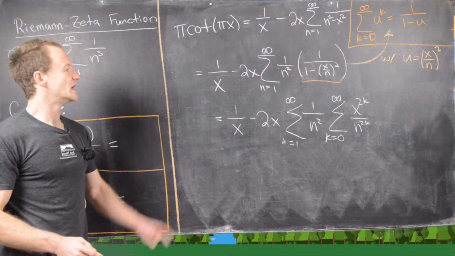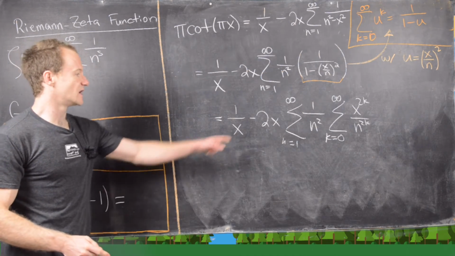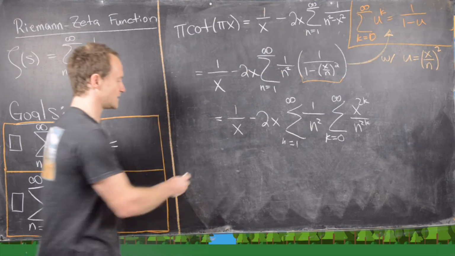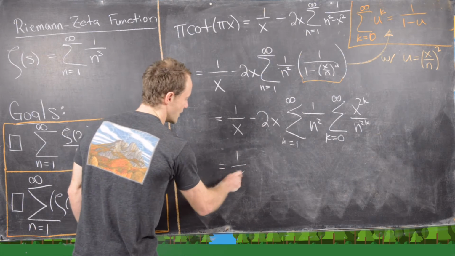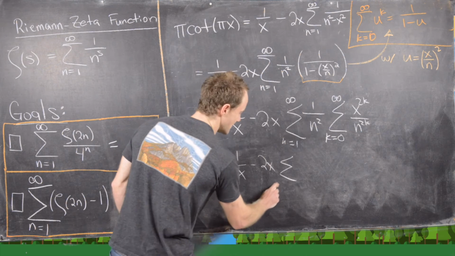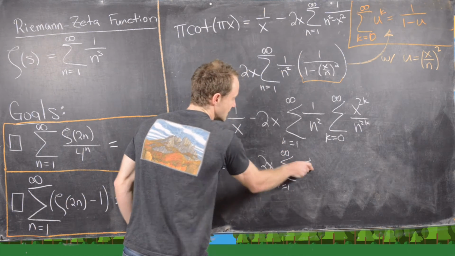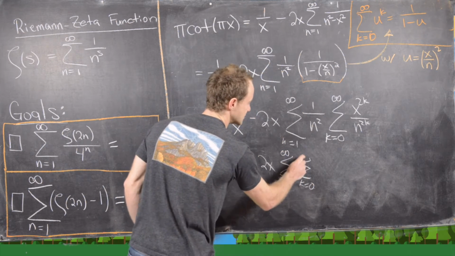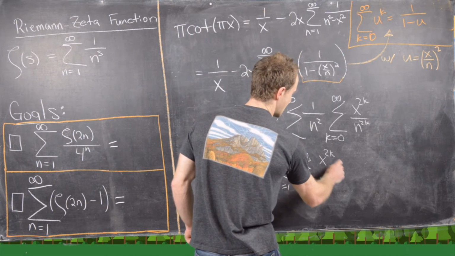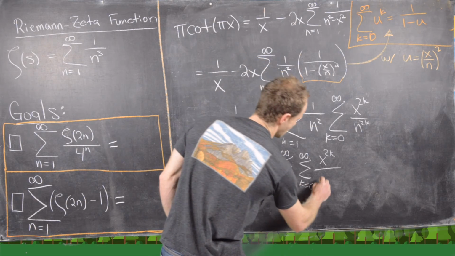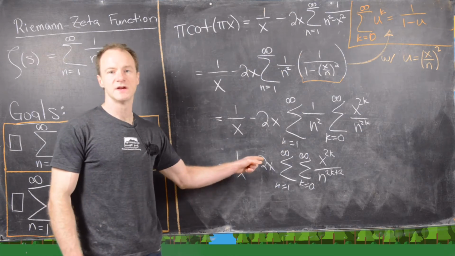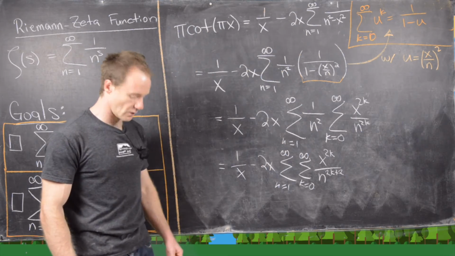Okay, good. Now what we can do is maybe distribute this 1 over n squared inside, and we'll have a double sum. So in other words, we'll have 1 over x minus 2 times x times the sum n equals 1 to infinity, the sum k equals 0 to infinity of x to the 2k all over n to the 2k plus 2. Okay, so let's take this part to the top and then we'll move on to the next step.